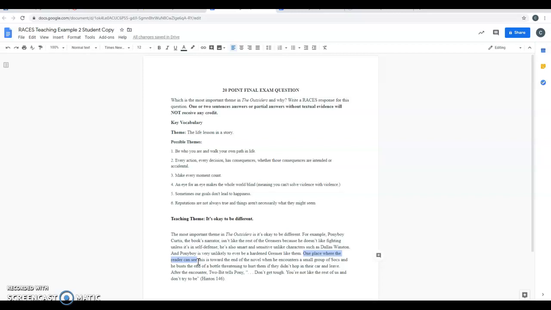After the encounter, 2-Bit tells Pony, "Don't get tough. You're not like the rest of us, and don't try to be." And that was on page 146. Now, a couple things I want to point out. Number one is that with quotations, they need to go in front and they need to go at back. So make sure that if you have quotes, they always come in pairs.